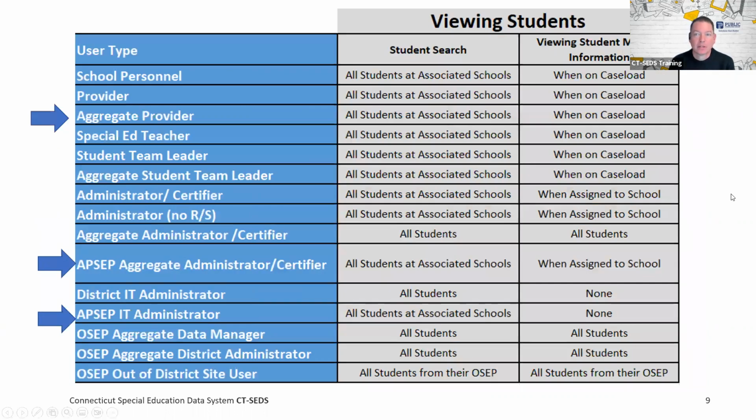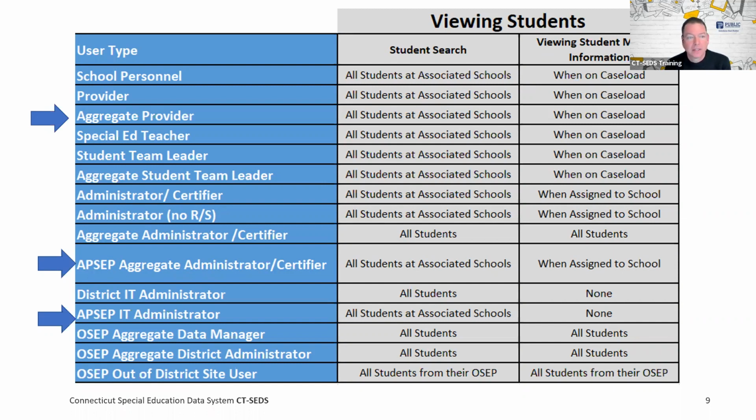The next tab discusses a user's ability to view students. There's a difference between searching for a student and returning results and being able to see a group of student names, and then clicking into that student record and accessing things like the IEP module, the 504 module, getting to the student's documents page, those sorts of things.